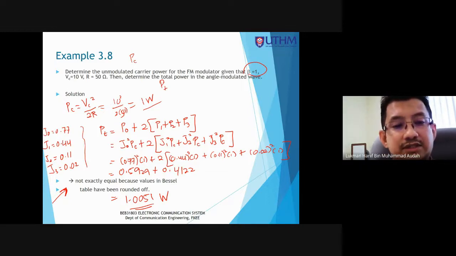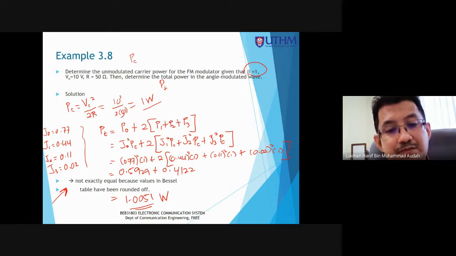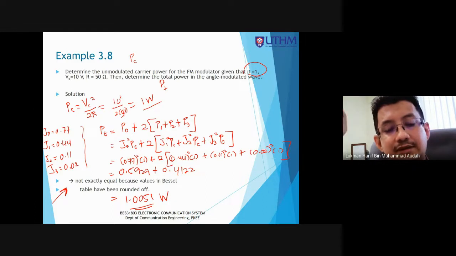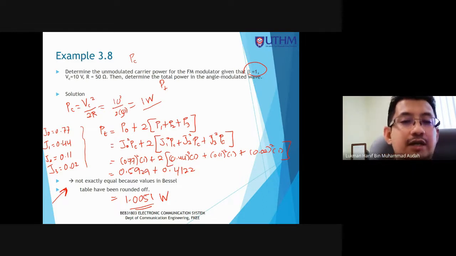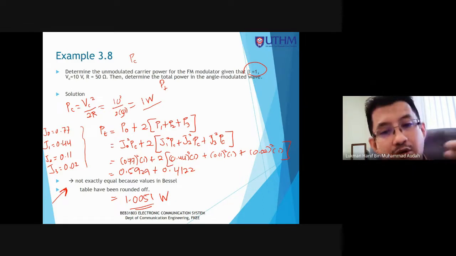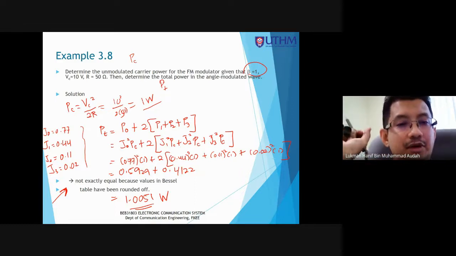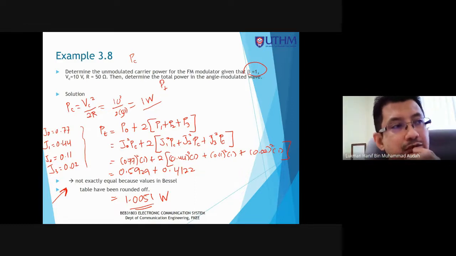If you get the values 1 watt and 2 watt, that one is very big. Usually the difference is only a few decimal points. Again, as I told you, in the exam of course you can write P total equal to PC, no problem. So do you have questions about this example? If you don't have questions, then let's look at the next example.